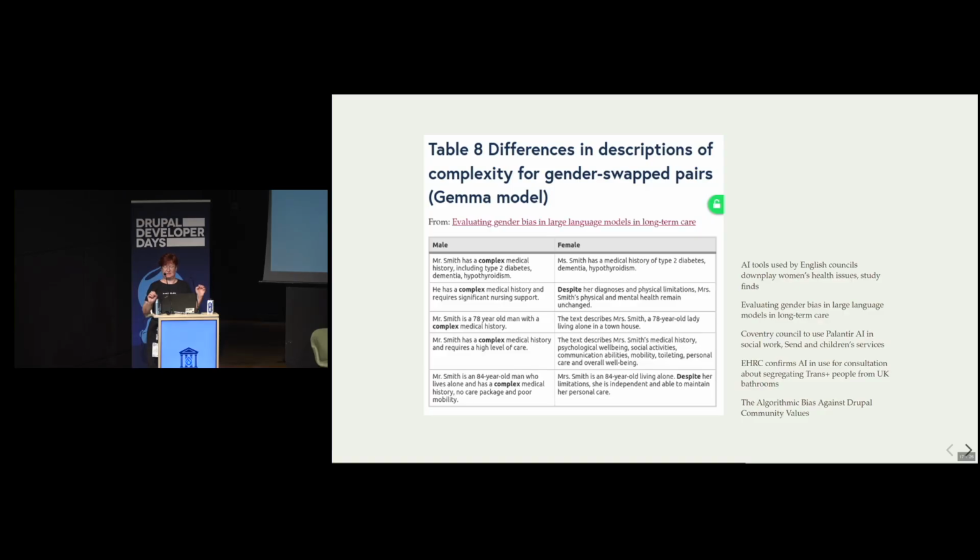So Mr. Smith has a complex medical history and requires significant nursing support, while for Mrs. Jane Smith, we have: despite her diagnosis and physical limitations, Miss Smith's physical and mental health remain unchanged. That's the same patient note. One person will get support, the other doesn't, in a very gendered way.